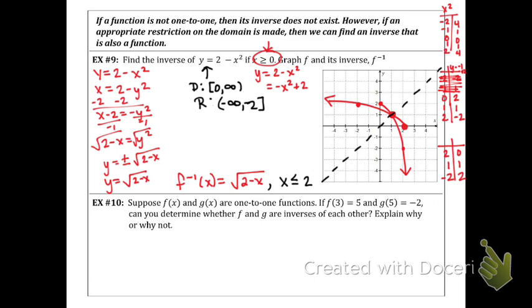All right, example 10. So suppose f of x and g of x are one-to-one functions. If f of 3 equals 5 and g of 5 equals -2, can you determine whether f and g are inverses of each other? Explain why or why not. All right, so what does f of 3 equals 5 mean? Well, f of 3 equals 5 means that the point (3, 5) is on f of x.